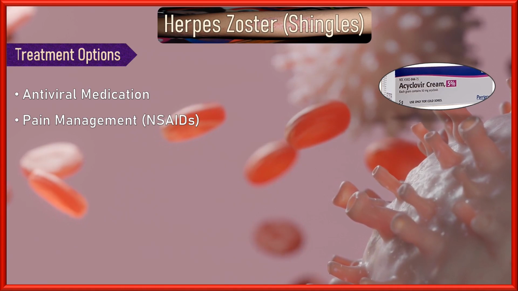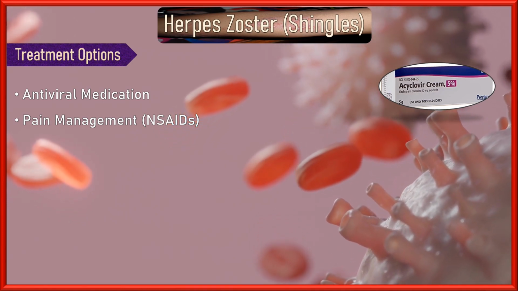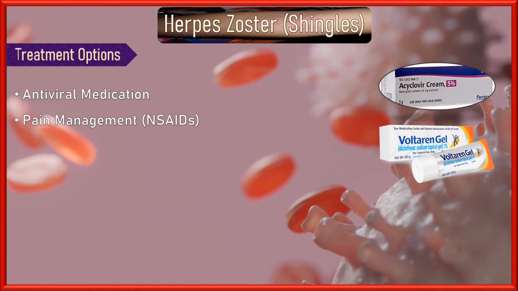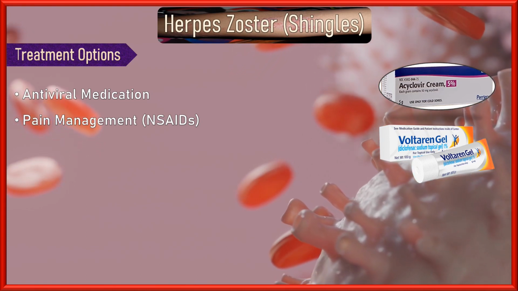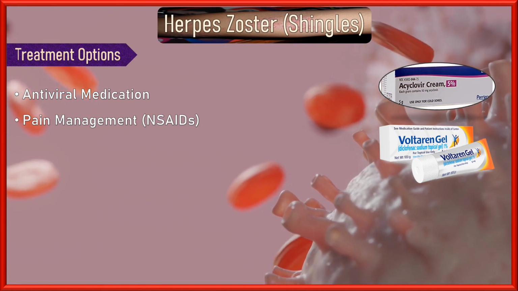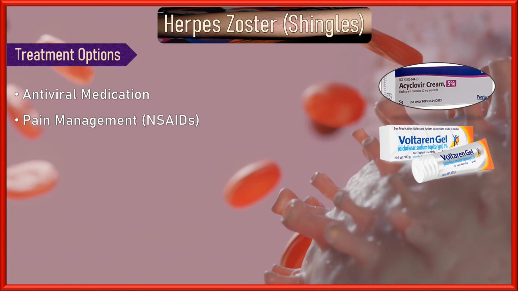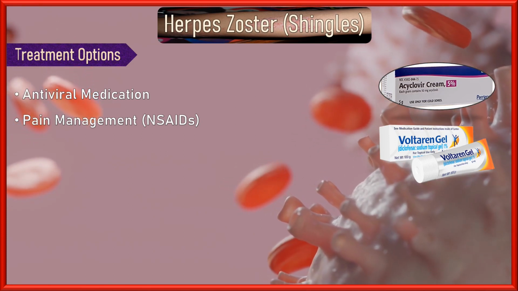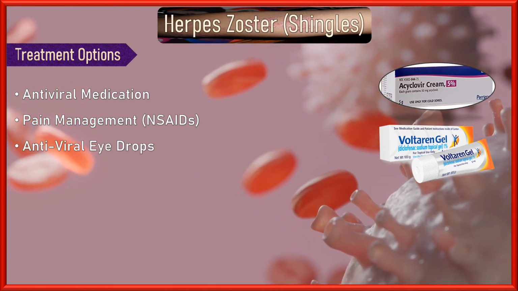Number 2. Pain management. Pain associated with herpes zoster can be severe and long-lasting. Over-the-counter pain relievers like acetaminophen or non-steroidal anti-inflammatory drugs, NSAIDs, may provide some relief. In more severe cases, prescription pain medications or topical anesthetics may be necessary. Number 3. Antiviral eye drops.